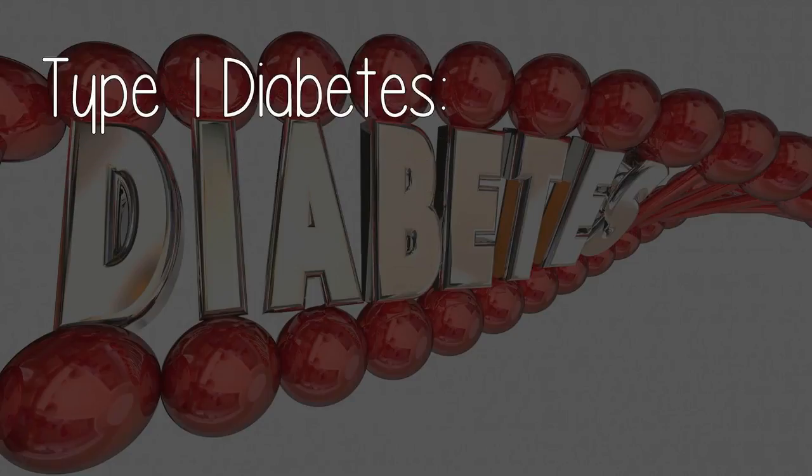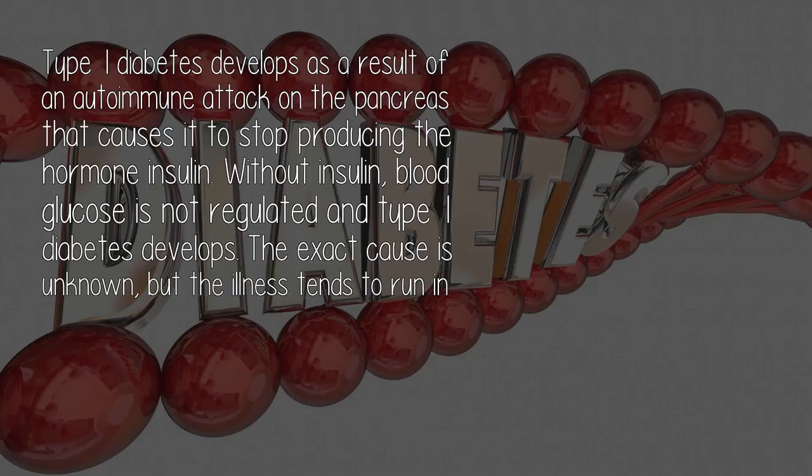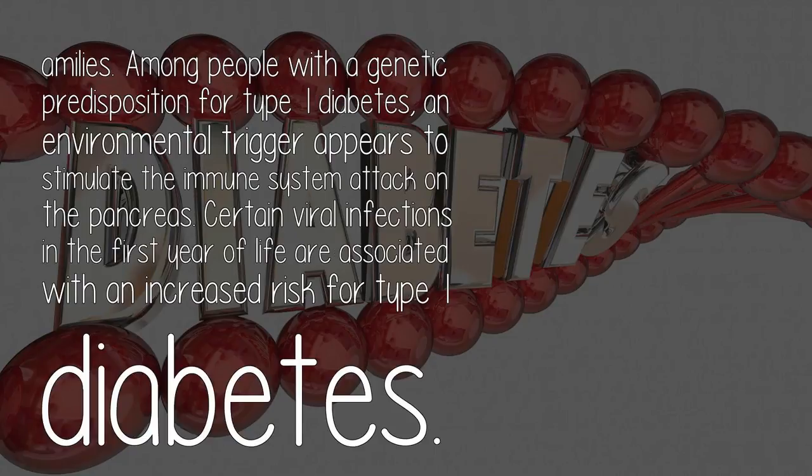Type 1 diabetes. Type 1 diabetes develops as a result of an autoimmune attack on the pancreas that causes it to stop producing the hormone insulin. Without insulin, blood glucose is not regulated and type 1 diabetes develops. The exact cause is unknown, but the illness tends to run in families.